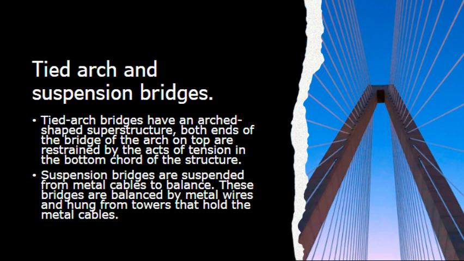Tied arch and suspension bridges. Tied arch bridges have an arch-shaped superstructure. Both the arch and the top are restrained by the axis of tension in the bottom chord. Suspension bridges are suspended from metal cables to balance. These bridges are balanced by metal bars and hang from towers that hold the cables.